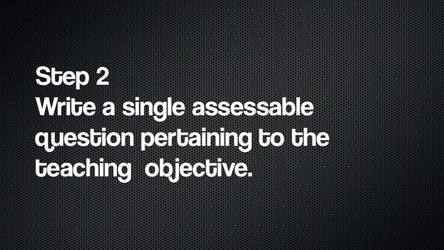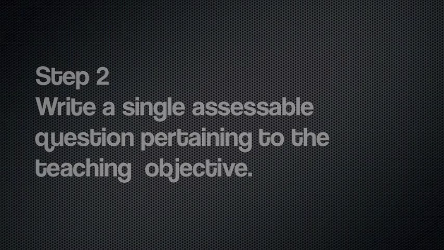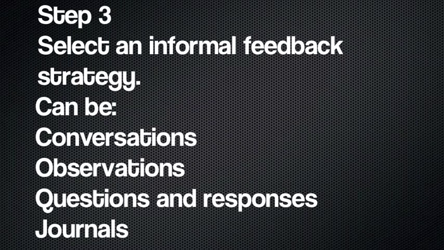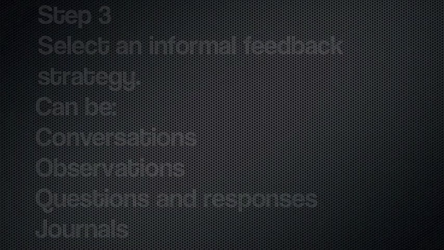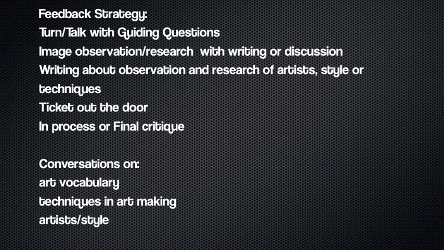The second step is to write a single accessible question. This is a guiding question, an open-ended question. Then select an informal feedback strategy. Here are some examples of informal feedback strategies, from conversations to turn and talk to process and art vocabulary discussions.